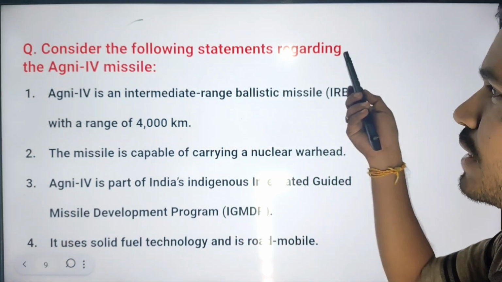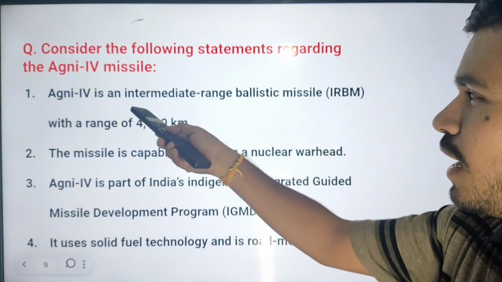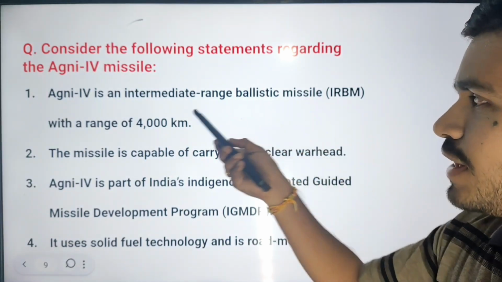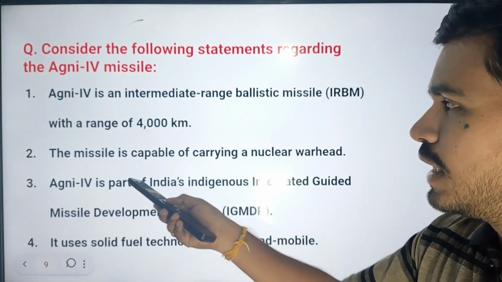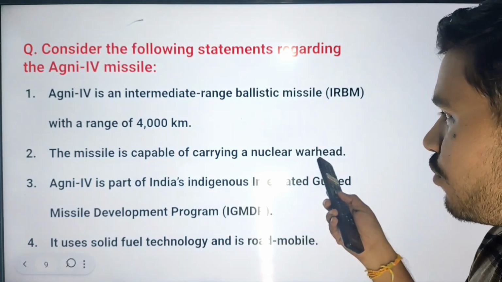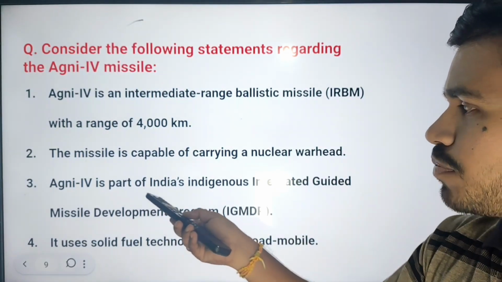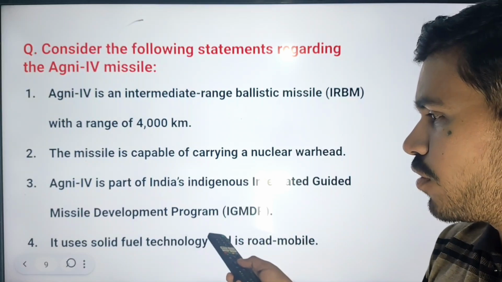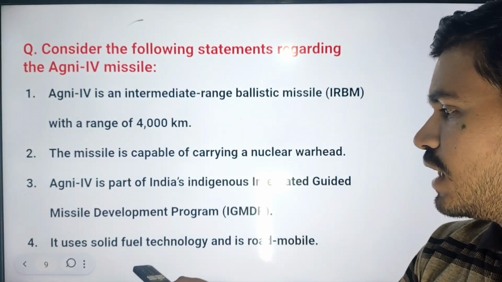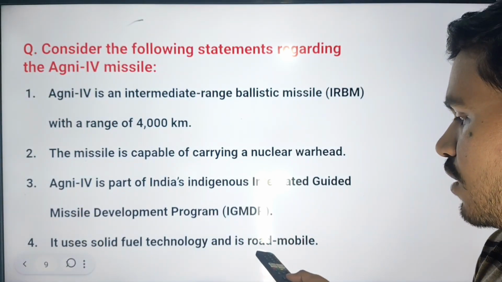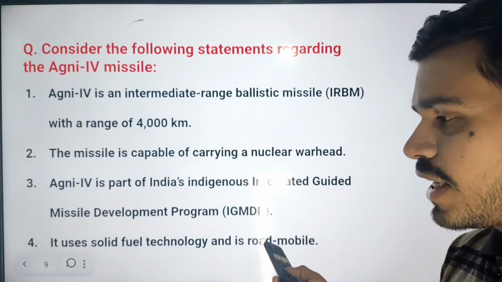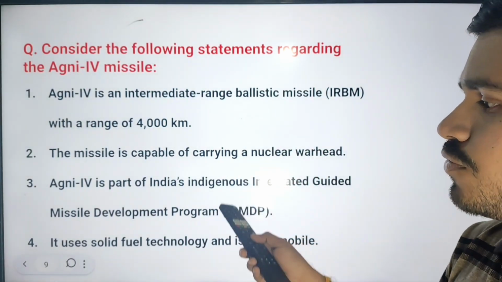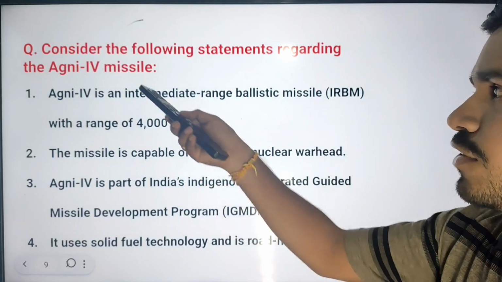Consider the following statements regarding the Agni-4 missile. Agni-4 is an intermediate range ballistic missile with a range of 4,000 kilometers. The missile is capable of carrying a nuclear warhead. Agni-4 is part of India's indigenous integrated guided missile development program. It uses solid fuel technology and is road mobile. Road mobile means we can carry this one on road itself. So all these four statements are correct regarding Agni-4 missile.